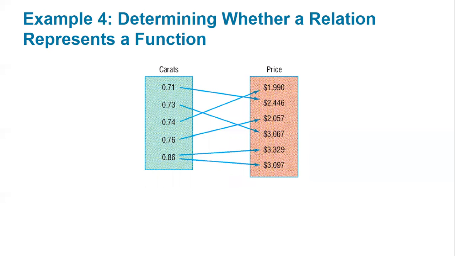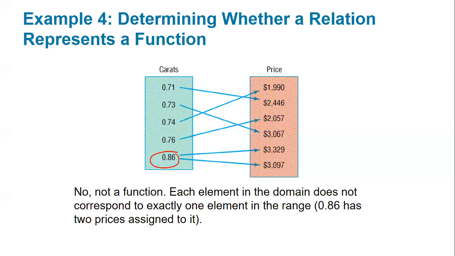Is this a function? No. Why is it not a function? This right here, this 86/100th of a carat: two different jewelry places are selling it at two different prices. Okay, so it's not a function. All right, any questions about identifying from a mapping?